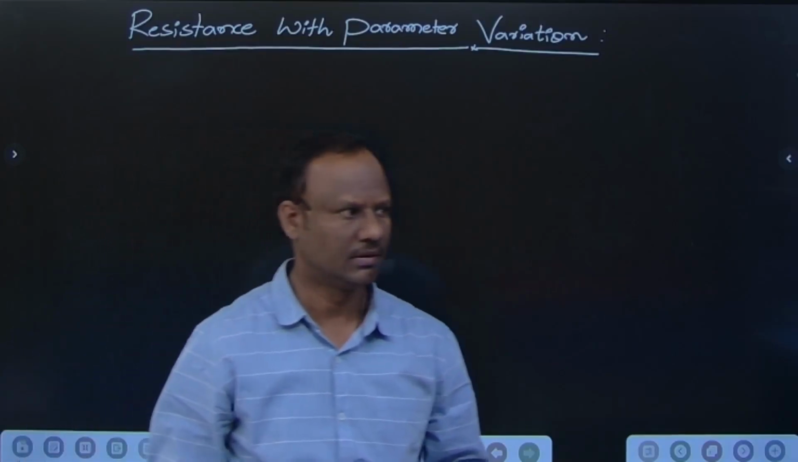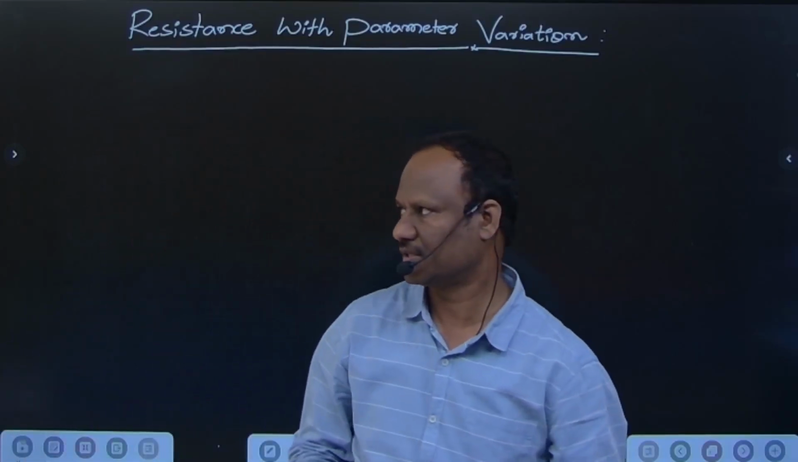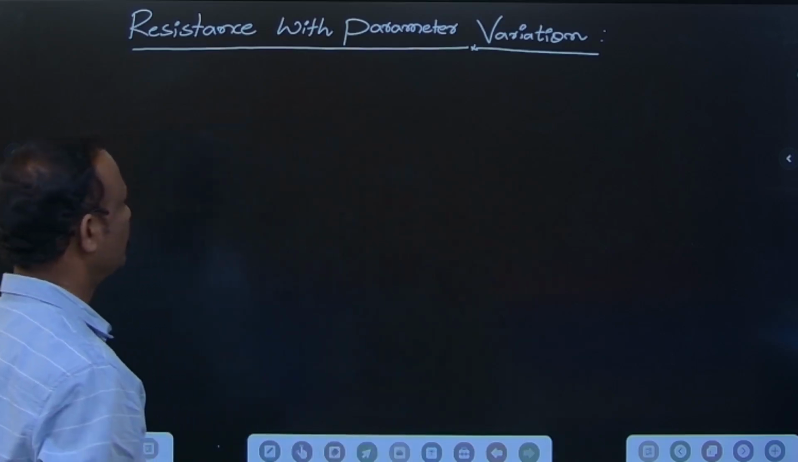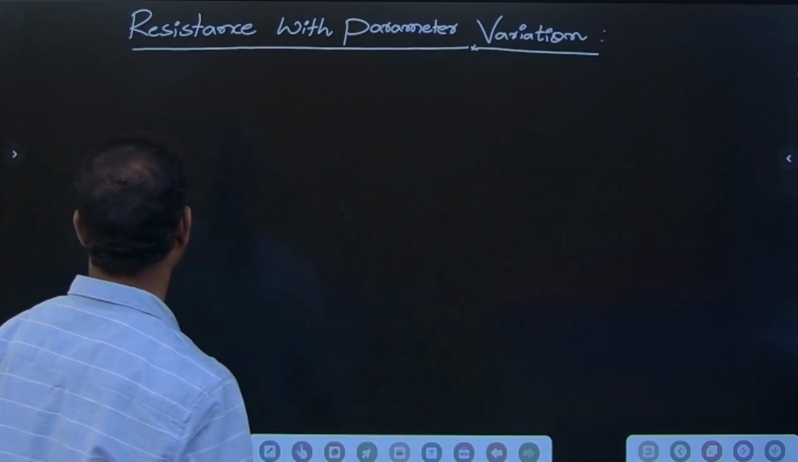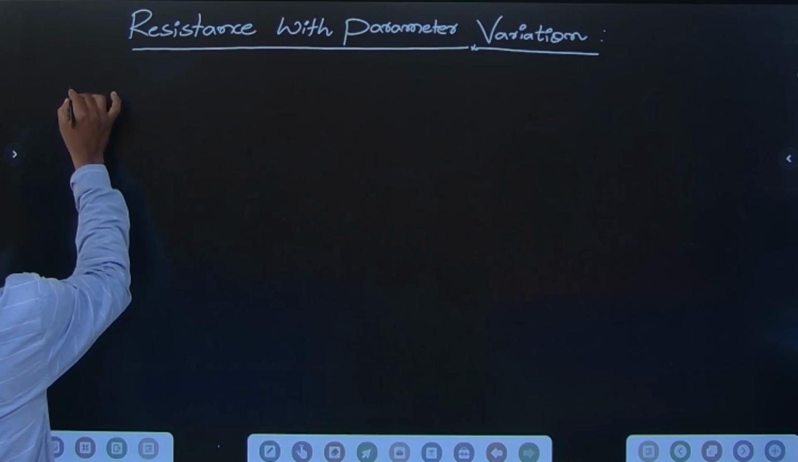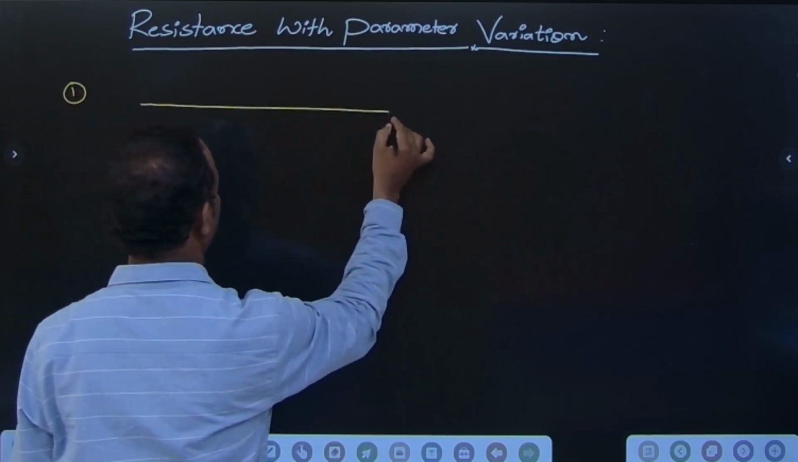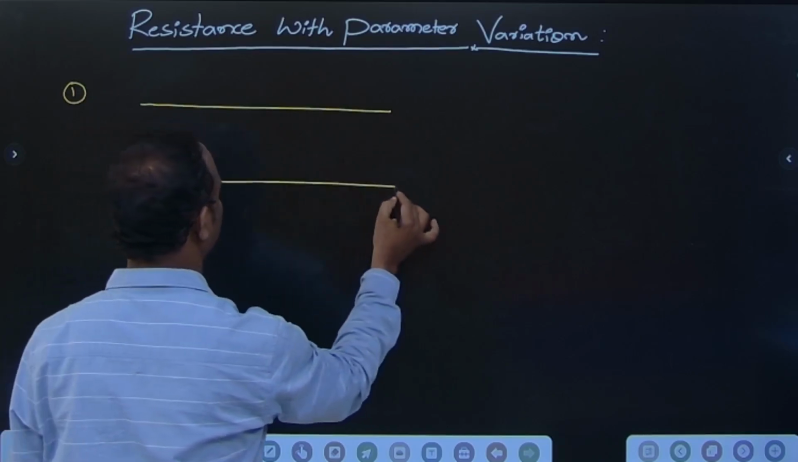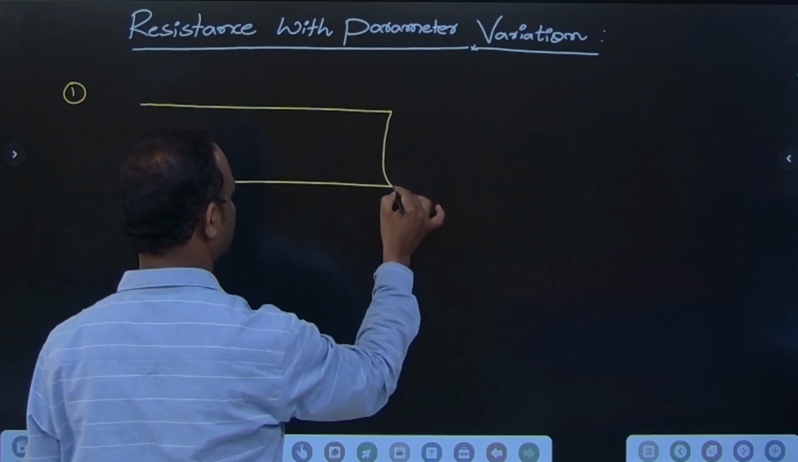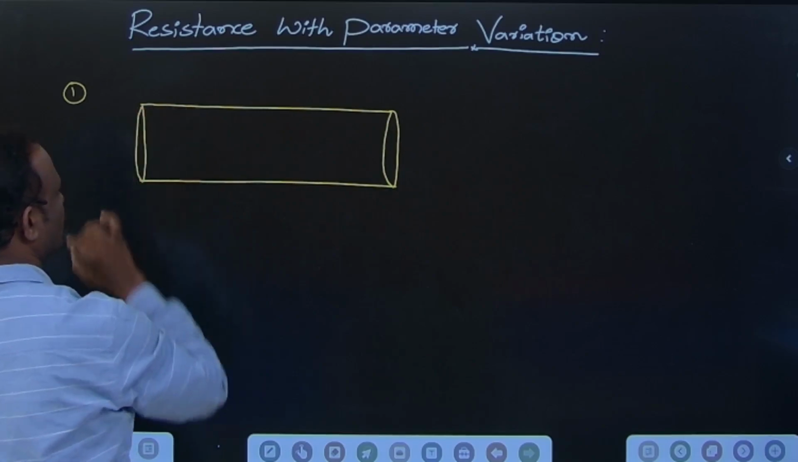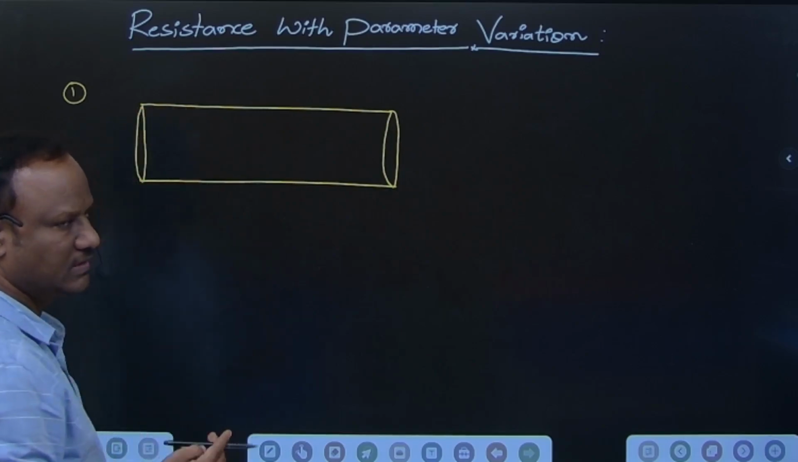Hello students. So today the discussion is about resistance with parameter variation. Just for example, I'm taking one conductor, and this is the cross sectional area. Through this cross sectional area, with respect to length, resistivity is changing.